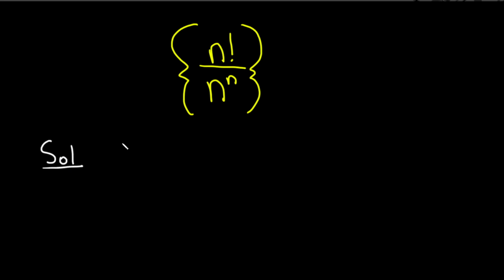So we're looking for the limit as n approaches infinity of n factorial over n to the n. And we're going to do this just using our intuition. We're not going to give a proof or anything. I'm just going to talk about why the answer is what it is intuitively. So let's rewrite this as the limit as n goes to infinity.